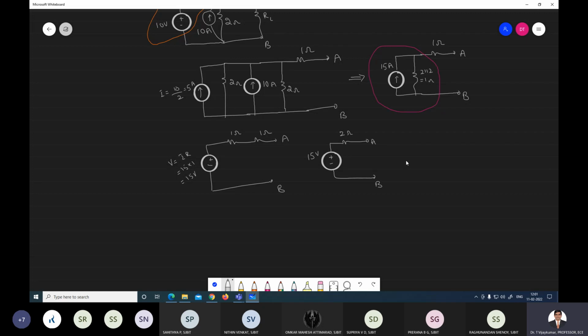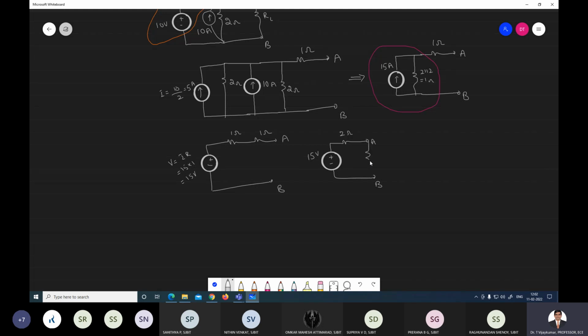Now, while reducing, this network reduces itself to a Thevenin circuit. What is a Thevenin circuit? A Thevenin circuit contains one voltage source in series with a resistance. Therefore, the Thevenin voltage will be 15 volt and the Thevenin resistance will be 2 ohm.